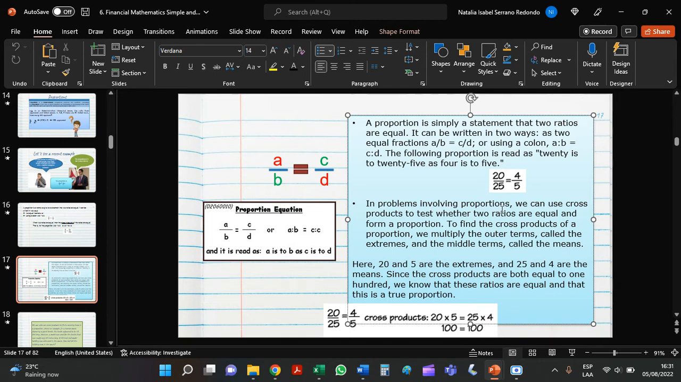In problems involving proportions, we can use cross products to test whether two ratios are equal and form a proportion. To find the cross products of a proportion, we multiply the outer terms, called the extremes, and the middle terms, called the means. Here, 20 and 5 are the extremes. Veámoslo acá. 20 and 5 are the extremes. Okay? And 25 and 4 are the means. Since the cross products are both equal to 100, we know that these ratios are equal and that this is a true proportion.